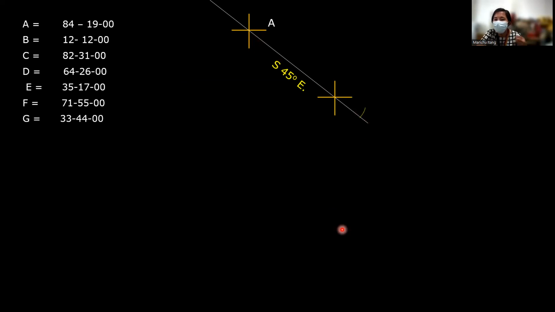Okay, so when you say deflection angle, pag magpo-prolong tayo ng line, from here, we measure this angle, right? So from here, magme-measure tayo ng 84 degrees 19 minutes. So from here, we measure 84 degrees. So since angles to the left, we'll just turn this one for B. We are on station B, by the way. So, okay, we are on station B.